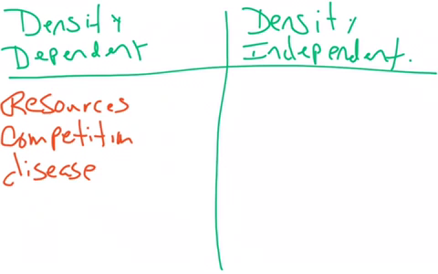Now when we look at density independent, density independent factors are anything that happens by chance, okay? So the key word in here is chance. It's not caused by the population. So what are some things that happen by chance that may limit a population? Well, that would be any of the natural disasters.